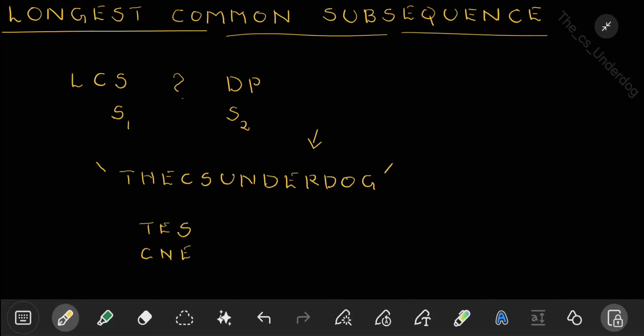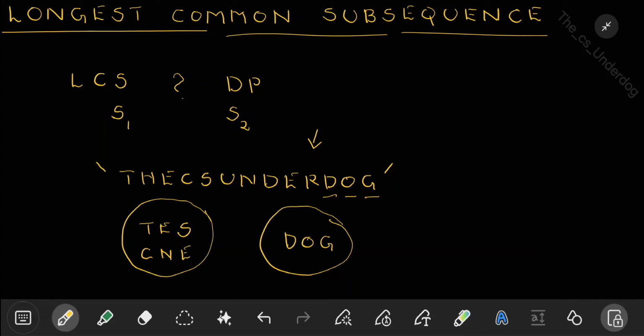You can also pick contiguous letters. For example, if you pick DOG, dog is a subsequence of the string, as well as a substring of the string. So here, dog is a subsequence as well as a substring. But in the case of TES and CNE, these are not substrings. These are only subsequences because they are not contiguously present in the original string. This is the difference.